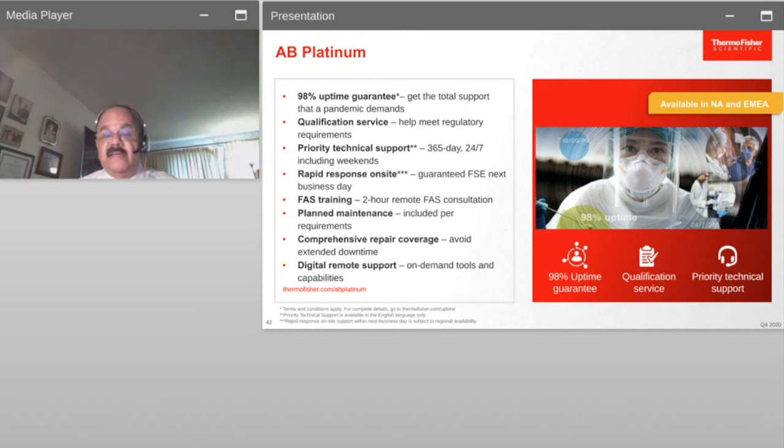FAS training, you can have remote training with FAS consultation. They'll walk you through the workflow and the data analysis so you can get up to speed rapidly or train new technicians who come into the lab. We have comprehensive repair coverage to avoid extended downtime using the support. And then we have digital remote support with on-demand tools, capabilities that can be used to help our customers. And so with that, I think I'm at the end of my presentation.